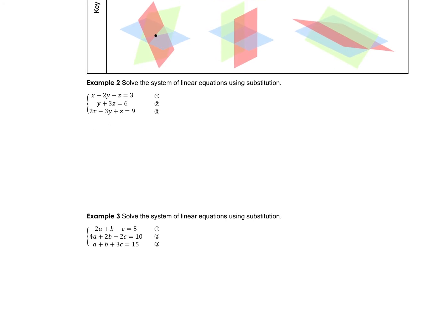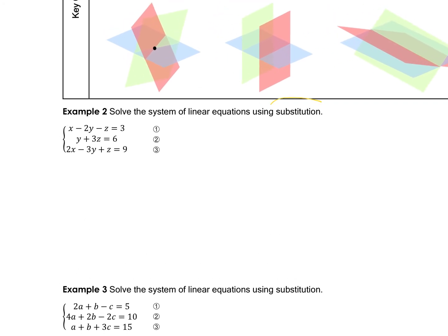Okay, so let's solve number 2. We're using substitution again, so I want to solve for a single variable. Pay attention to all 3 of your equations. I notice here that I just have a y, so I'm going to go ahead and solve for y, my single variable. Step 1: y equals negative 3z plus 6. Now I'm going to substitute that in. It doesn't matter which one you substitute it into, so your choice.